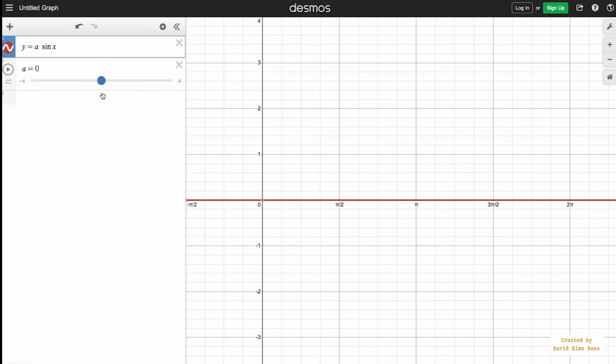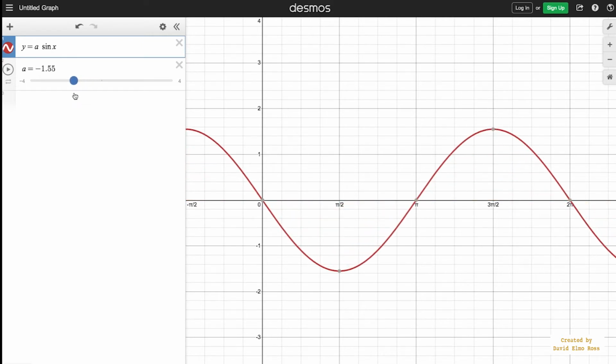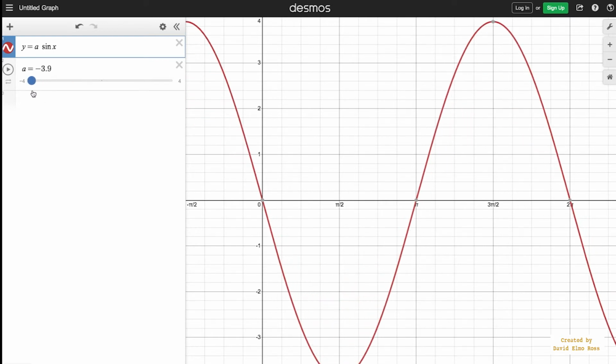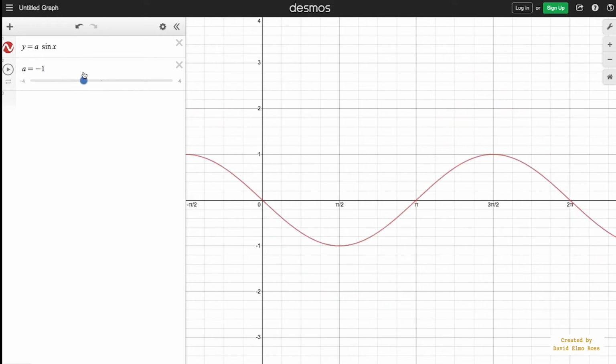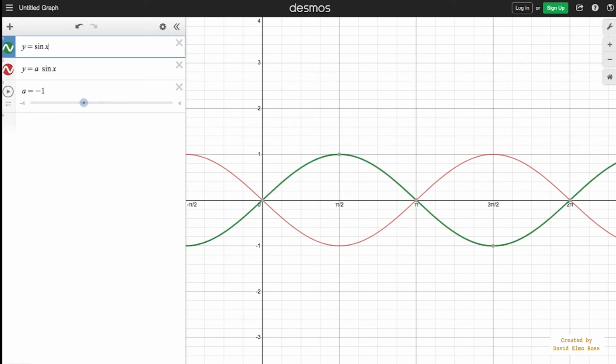But look what happens when we come back up the other way. Our sine changes phase. It goes in the opposite direction, doesn't it? So let's compare this to our original one. Let's go back here with a equals minus 1, for instance. And let's add another wave here. Let's just add y equals sine x. So if we take a look here, this y equals sine x is the green. This is the one that we saw originally.